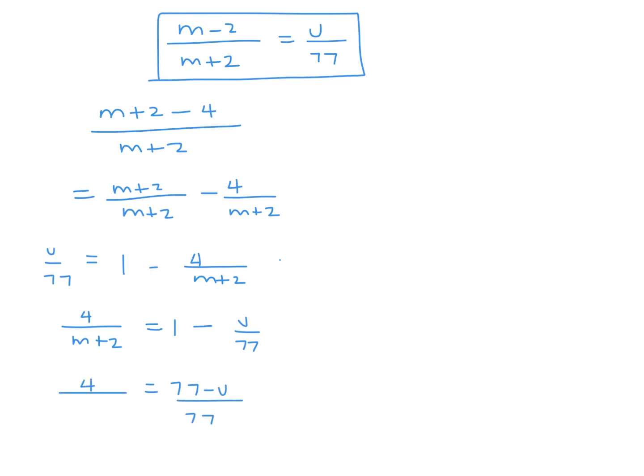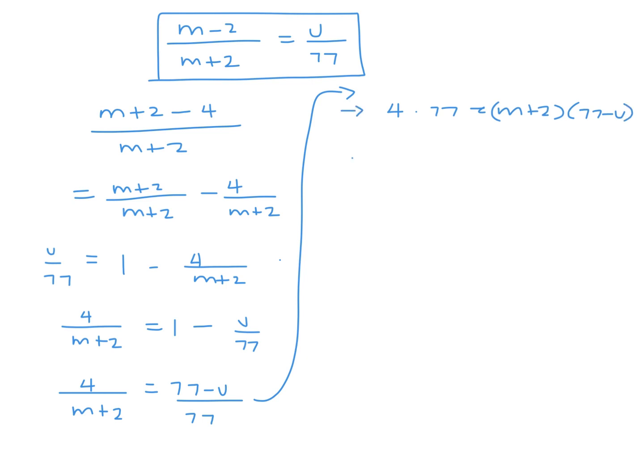And this is 4 over m plus 2. And then now I can cross multiply. So it'll be 4 times 77 is m plus 2 times 77 minus u. Okay, I got it. And then this here, I will break it up into prime factorization like that. And I think that is going to be something that will help me figure out what are the possible values of u. Okay, so let's see what we got.